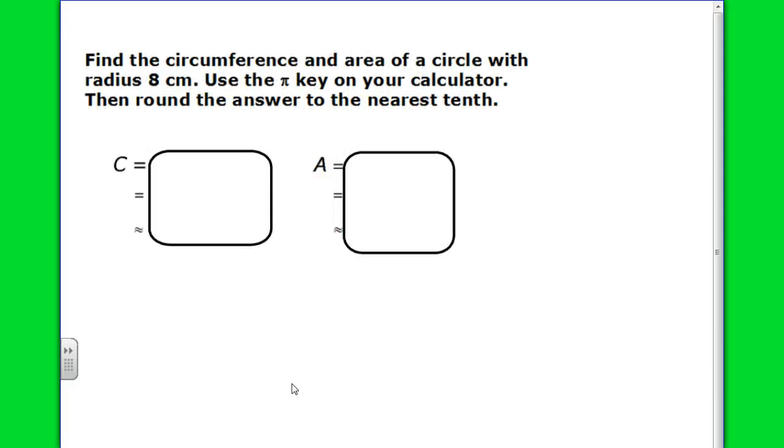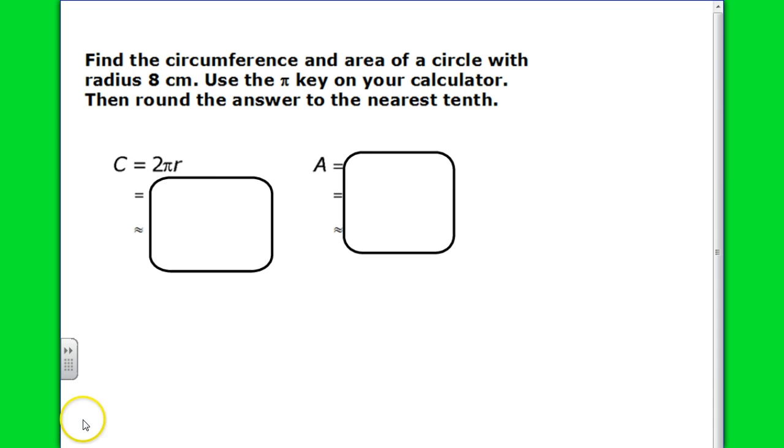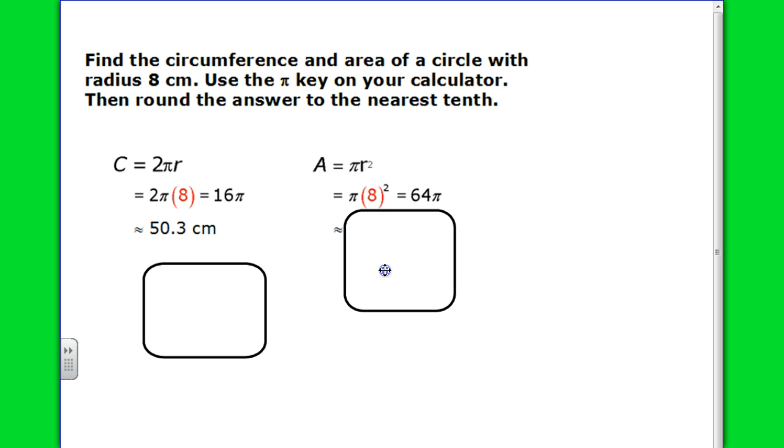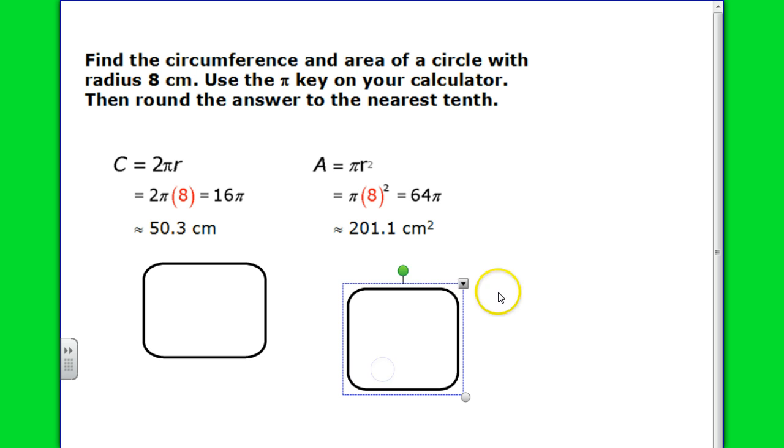Let's find the circumference and area of a circle with a radius of 8. Go ahead and start with your formula and substitute and find. Kayla, do you have the circumference? 16 pi or 50.26. And they say round to the nearest tenth, so yours would match this, good, 50.3. And then area, Sophia? Pi r squared, good. So she has 64 pi, which is 201.1 centimeters squared. Excellent, good.